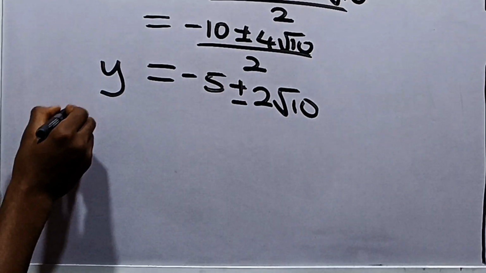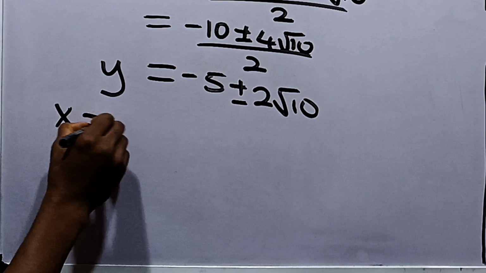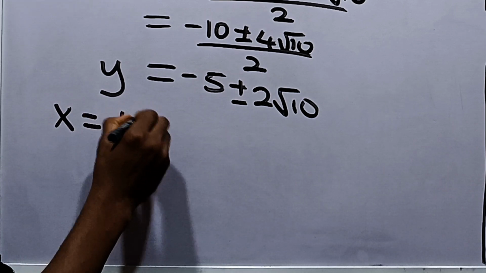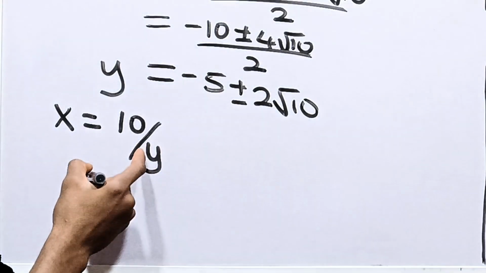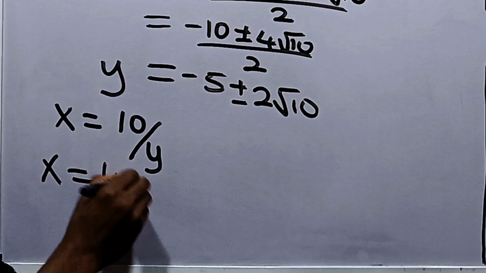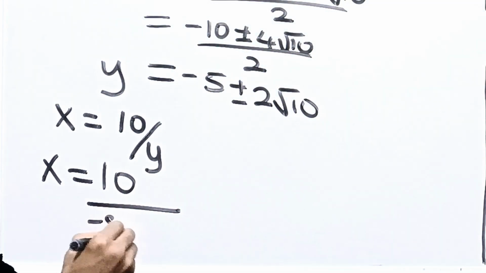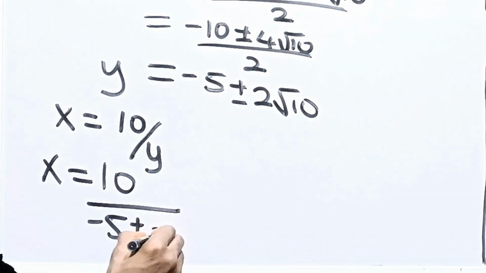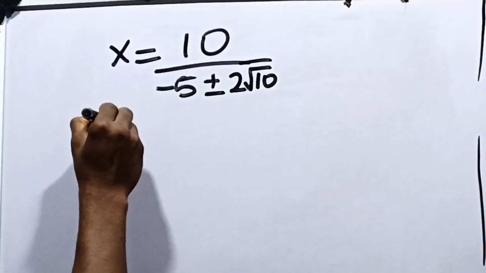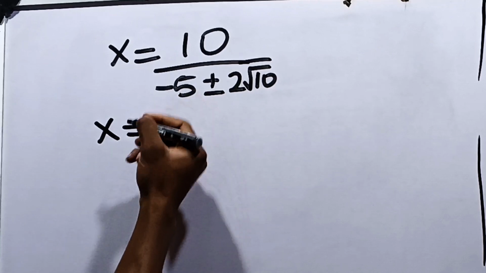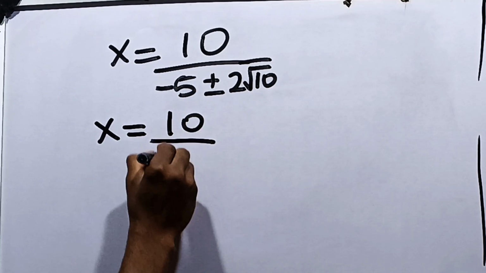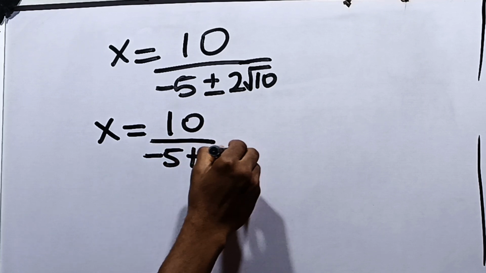Now recall that our x should be equal to 10 over y. Now substitute y in this equation. We're going to have that x is equal to 10 divided by negative 5 plus or minus 2 root 10. Let's substitute this and then get the values for x. Let's pick one of these: 10 divided by minus 5 plus 2 root 10.